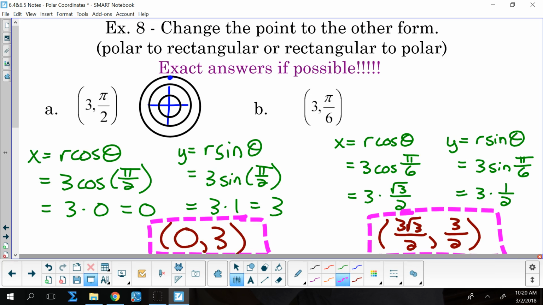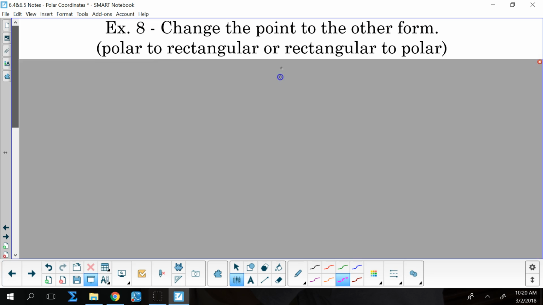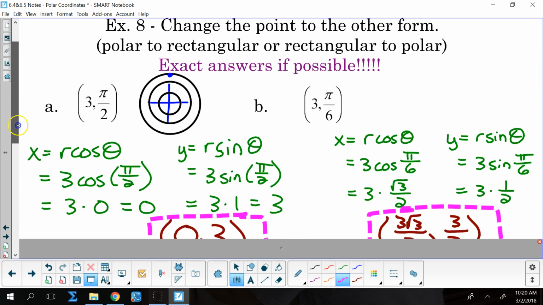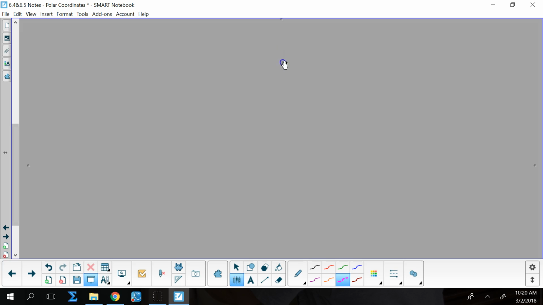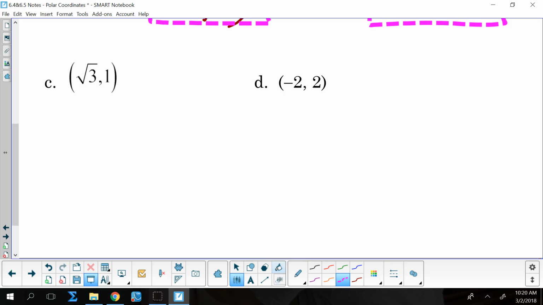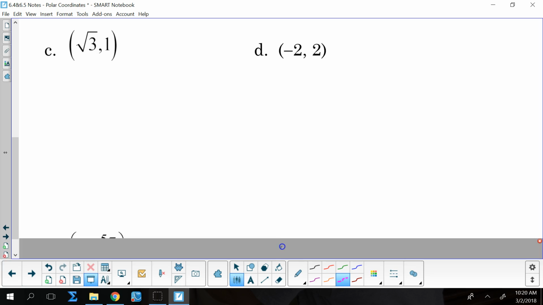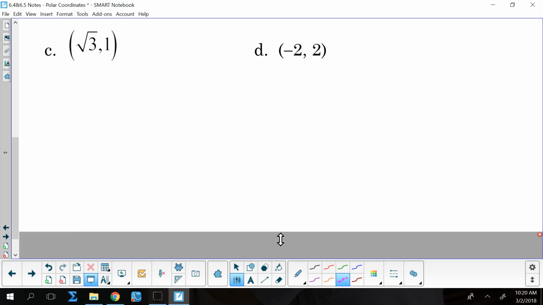Questions on that? All right, let's try, whoa, that kind of jumped on me. Let's try these two. So now we're in rectangular. Let's go to polar.